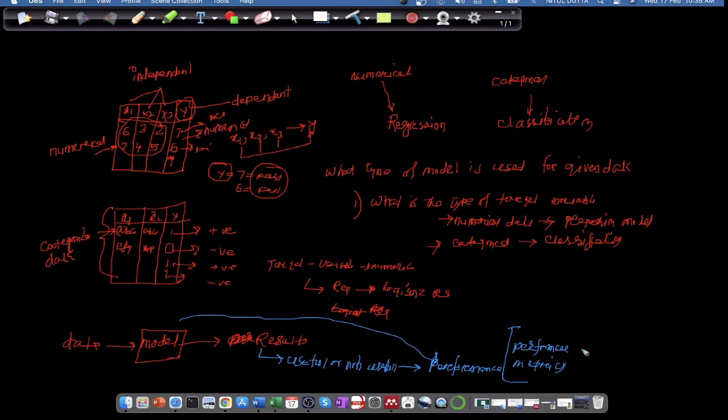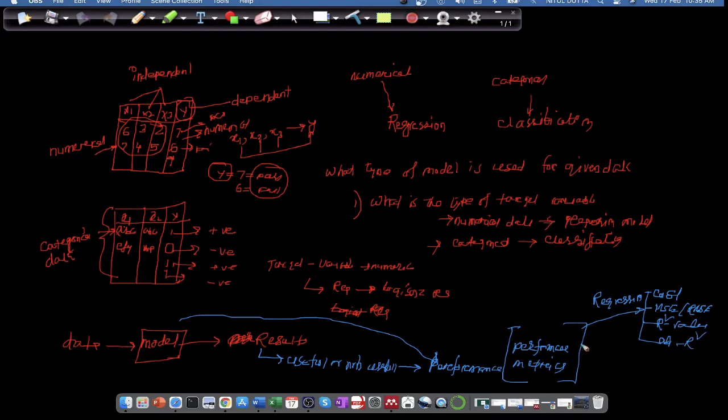Performance matrix. Based on the type of model we have, if we have a regression model, then we should evaluate the cost of the model, the mean square error or root mean square error, the R square value, and the adjusted R square value.